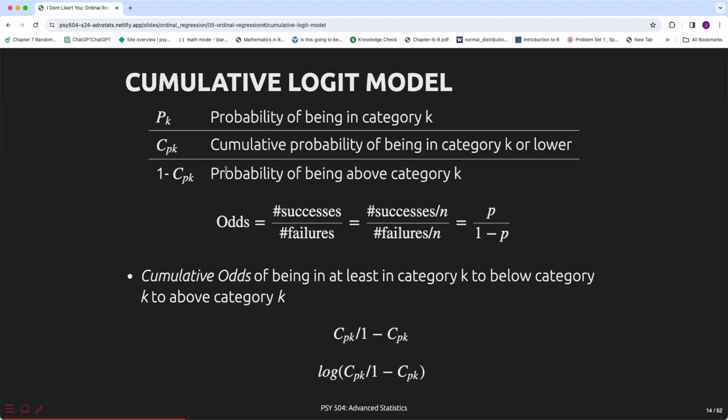models, we're going to be using the cumulative odds, which is just the odds of being in category K or below, which is referred to as CPK, right? It's just the cumulative probability of being in category K or lower, divided by everything above category K, which we're going to call 1 minus CPK, which is just the probability of being above category K. And similar to logistic regression, we're just going to take the log of the cumulative odds. So it's very similar to logistic regression, but now we're not working with odds, we're working with cumulative odds. So again, trying to make that connection to logistic regression as strong as possible.